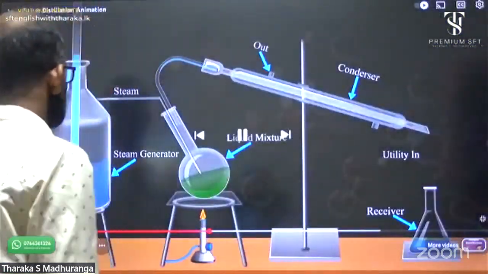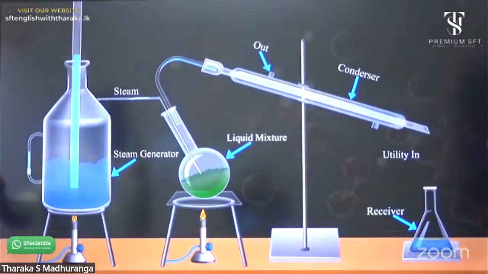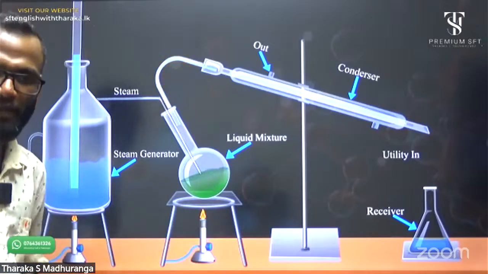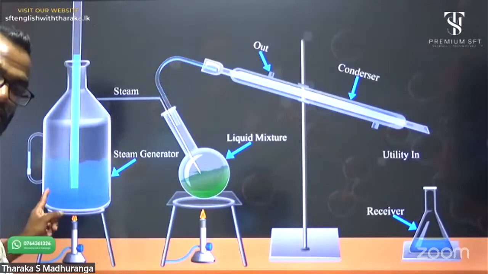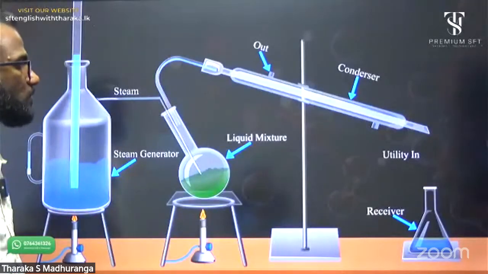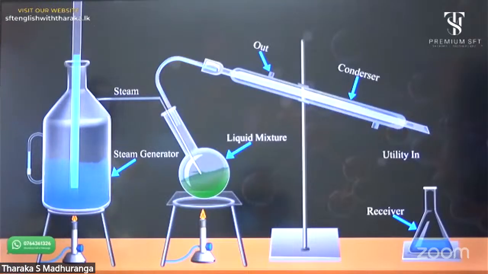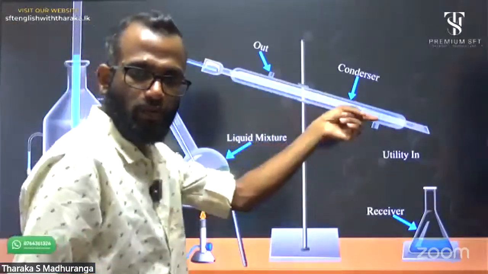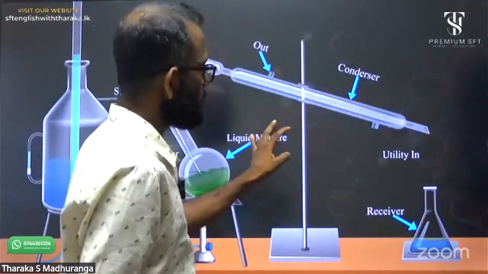First, steam is generated in a steam generator and then carefully directed to a round bottom flask containing the plant material and water. When the hot steam comes in, in our practical, no need to heat the plant material, only heat the solvent, right? Inside the plants, it evaporates and goes through the plant material and again goes through the cooling process. That's the steam distillation.